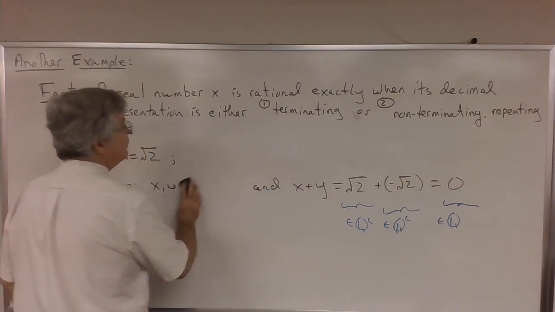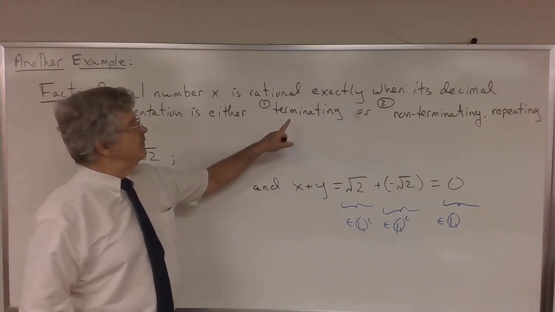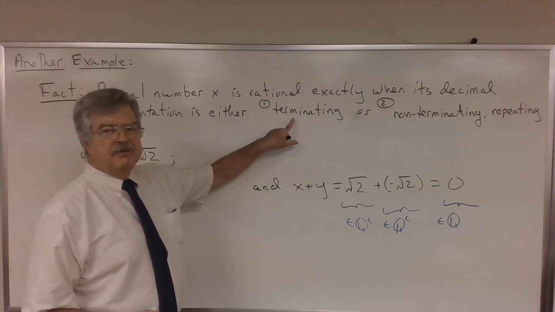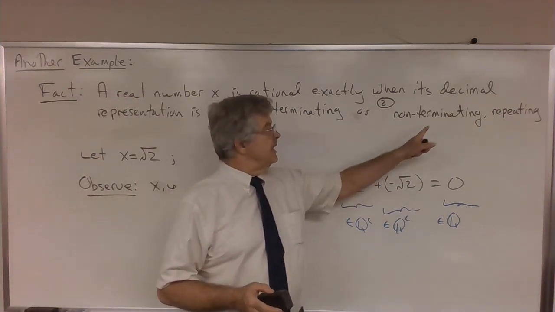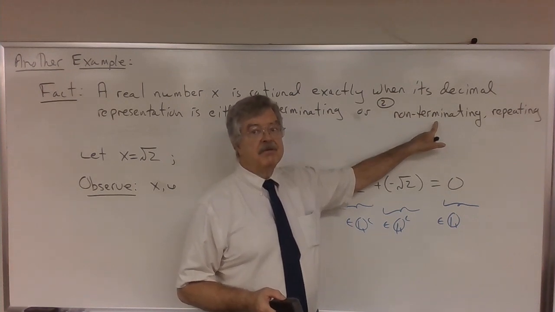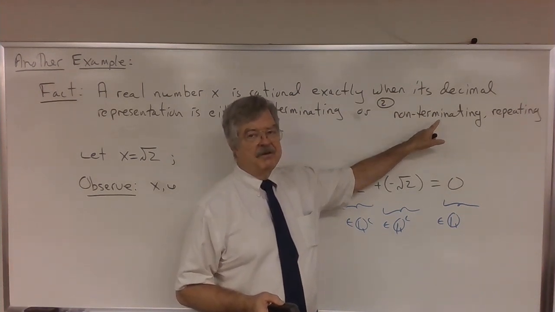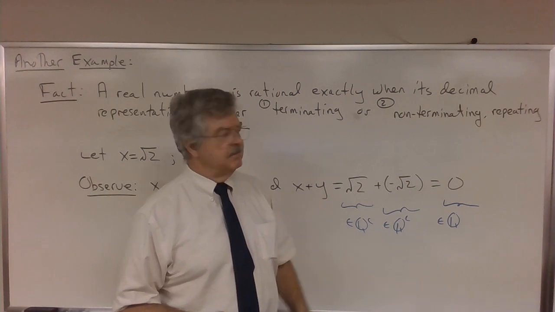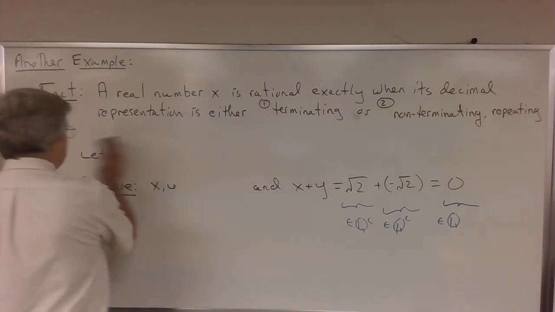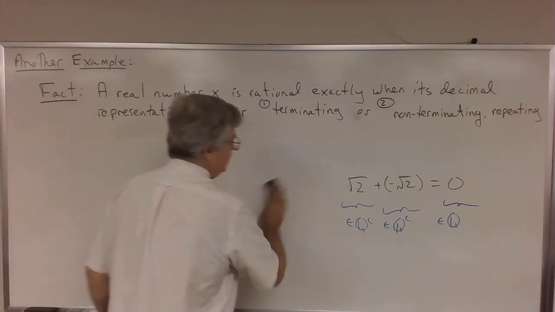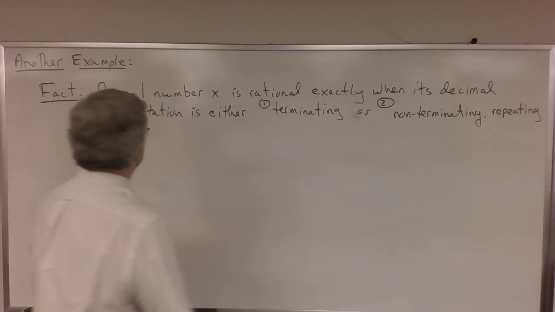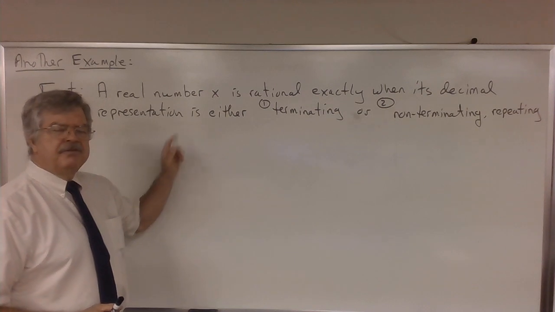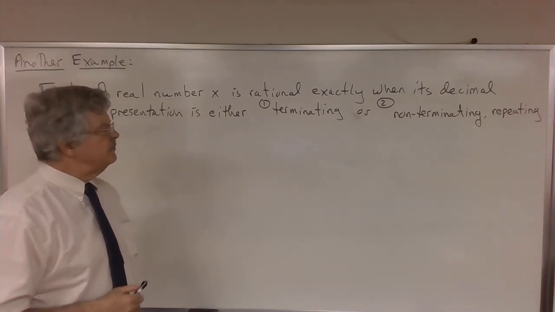So any real number that has a terminating decimal representation is rational. Any real number that has a non-terminating but repeating decimal representation is rational. So what does that leave? By the way, we may prove this in this class. We may have the time to do it.